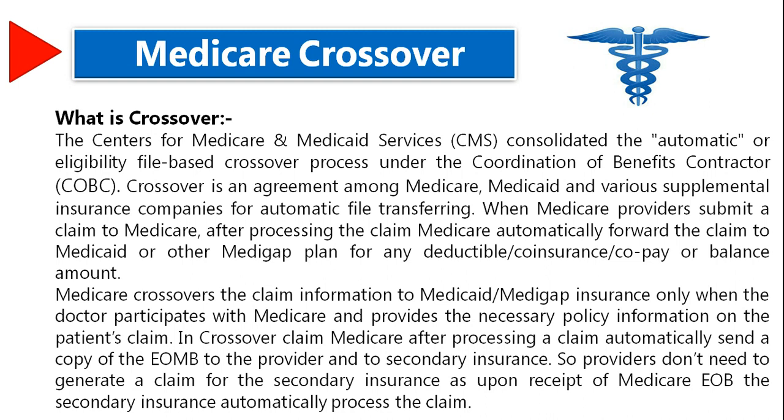So providers don't need to generate a claim for secondary insurance, as upon receipt of Medicare EOB, the secondary insurance automatically processes the claim. That's a very important part, that once Medicare processes the claim, it forwards the information to secondary insurance, and secondary insurance company, after receiving primary EOB, automatically processes the claim and sends the EOB to provider. So that's the main benefit of crossover claim.